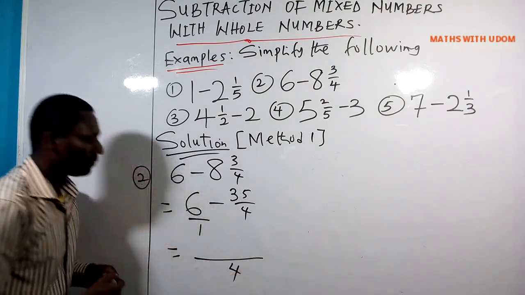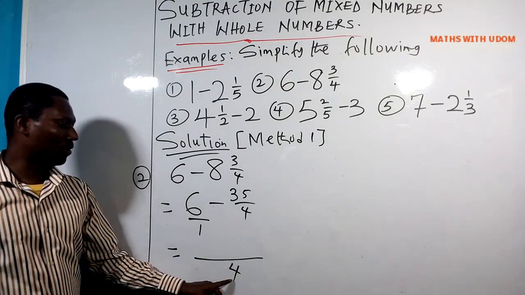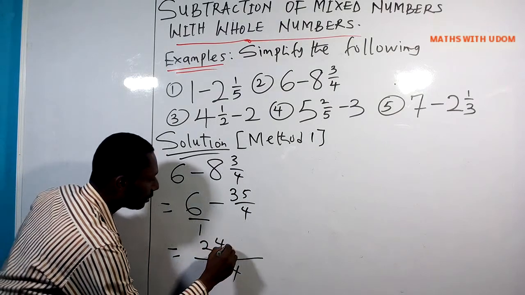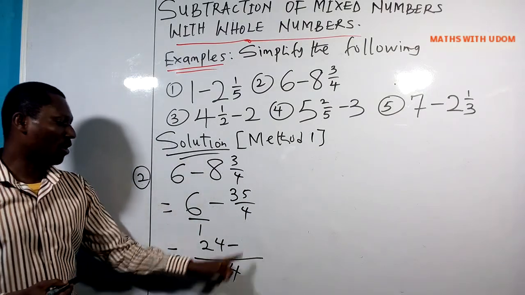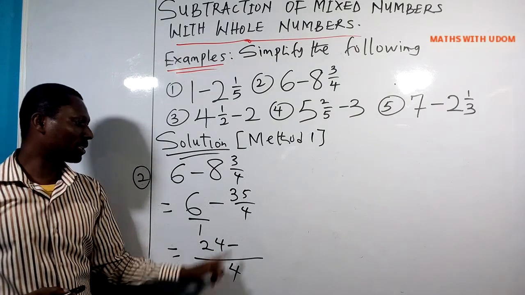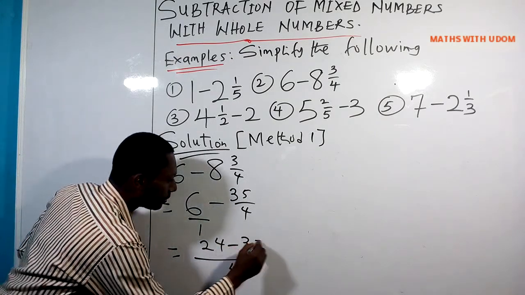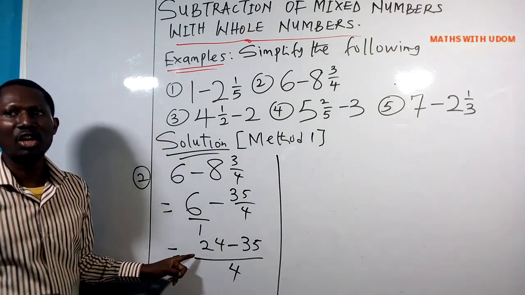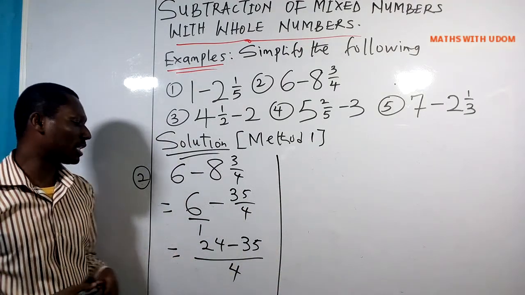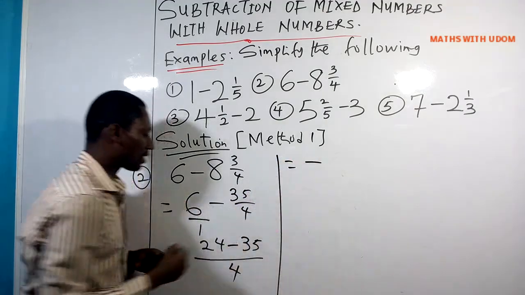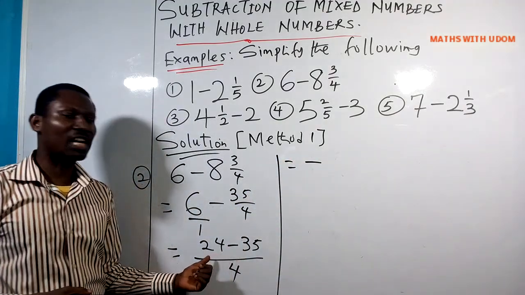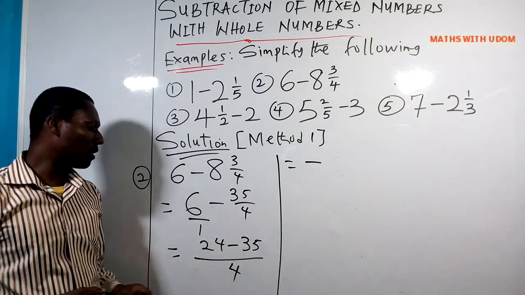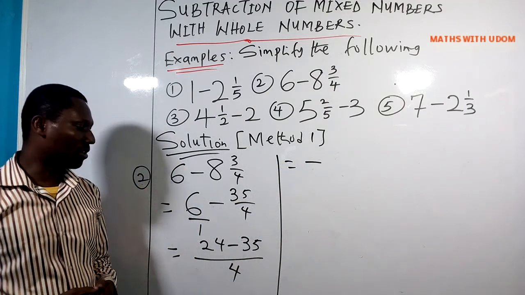We have 4. Then how many times can 1 go in 4? 4. 4 times 6 will give us what? Will give us 24. So 24, take away how many 4 in 4? 4 in 4 is 1. 1 times 35 is 35. Then we're going to subtract the numerator. So we have 24 take away 35. That's impossible. You cannot remove a bigger number from a smaller number to give you a positive answer. So minus, then 35 take away 24 will give us 11.